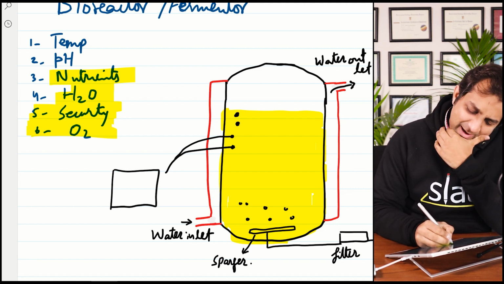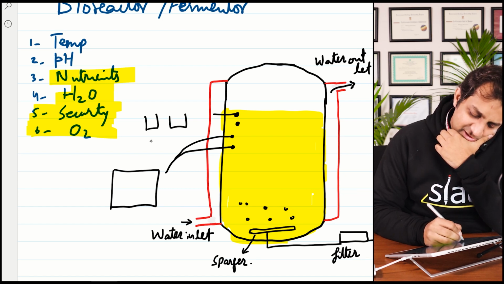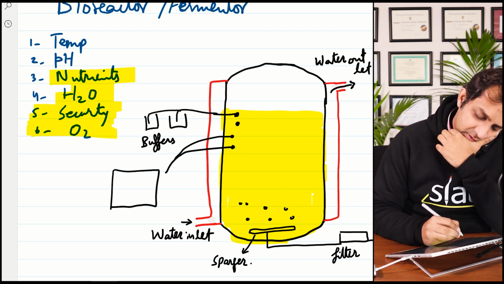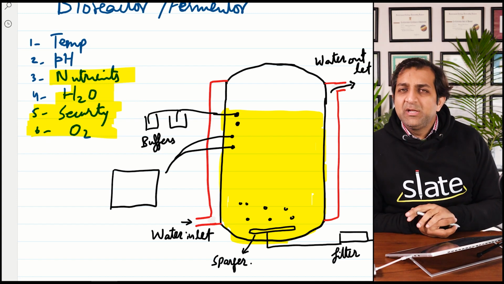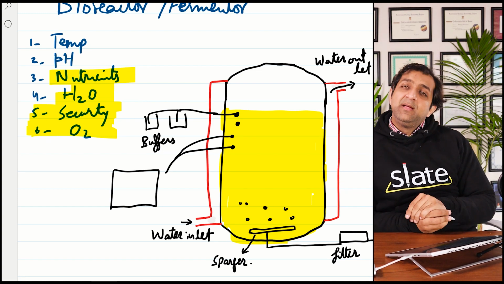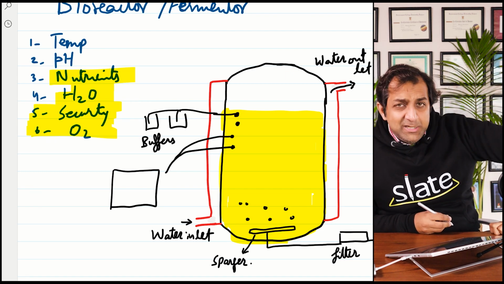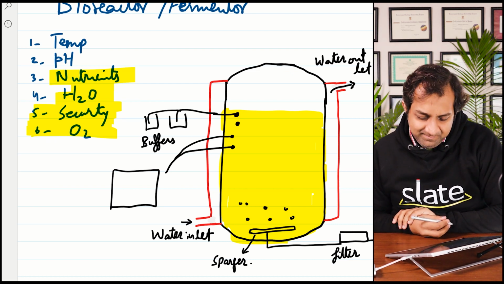Then they also have pH probes and suckers and buffers. So we have alkaline buffers and we have acidic buffers. If the pH of the system is going beyond the set range, then suckers automatically suck acidic or alkaline buffer to maintain the pH of the whole system.